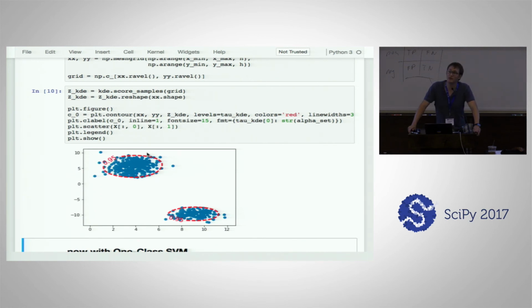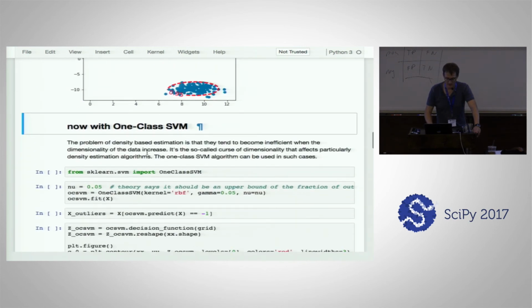Yes? Is variable density also going to be a problem? Because you've also got variable density, the non-linear. Yes, that's a very good point, and there's an algorithm called local outlier factor, which is exactly addressing this issue. And it's merged, probably, but for sure there's a PR that's about to be finished, hopefully.